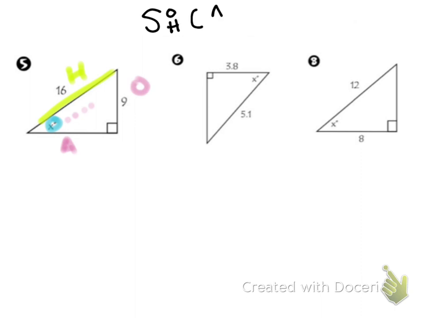Now you're going to pick your trig ratio. Let me just write those down. SOH CAH TOA right there, or Some Old Hobo Caught Another Hobo Taking Out Acid. For this one, the two numbers that I have are 9 and 16, which is O and H.